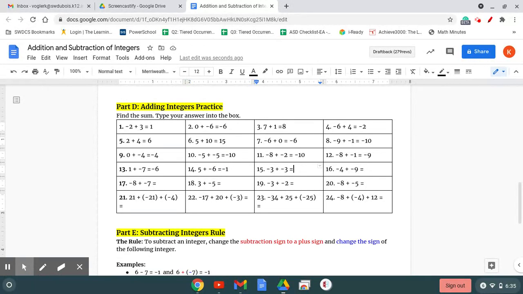All right, number 15. Same sign. Negative 3 plus negative 3. Same sign. Keep your sign and add. 3 plus 3 is 6. So negative 3 plus negative 3 is negative 6. All right, 16. Try that one on your own.